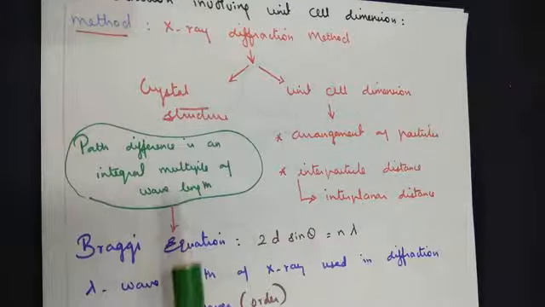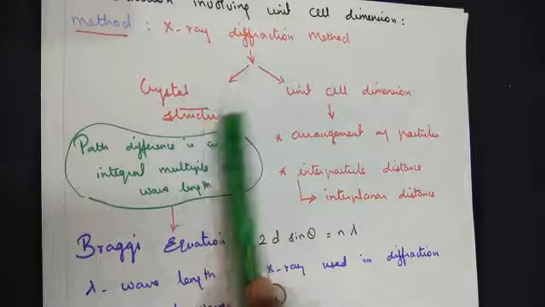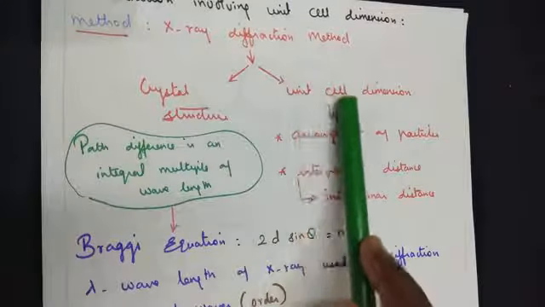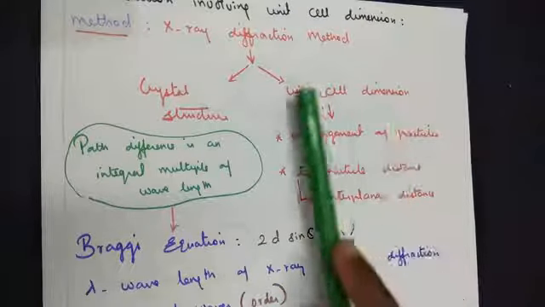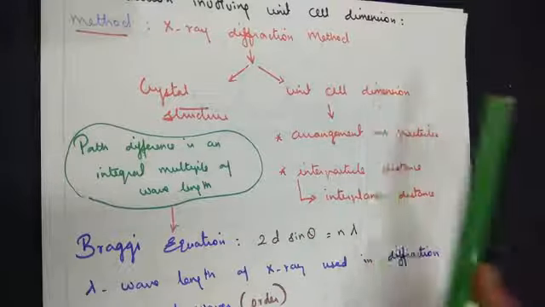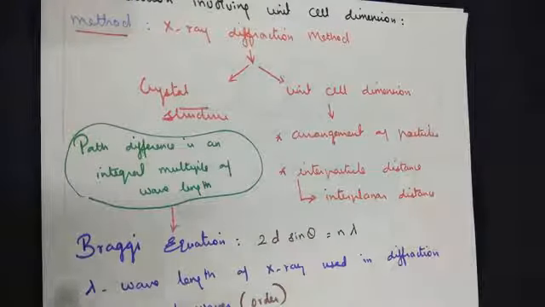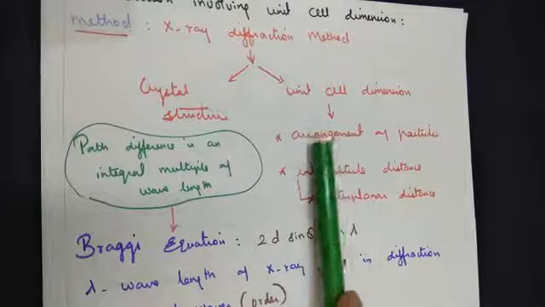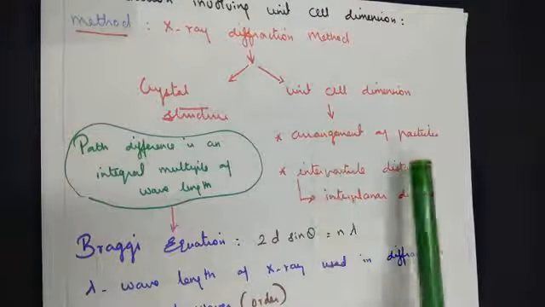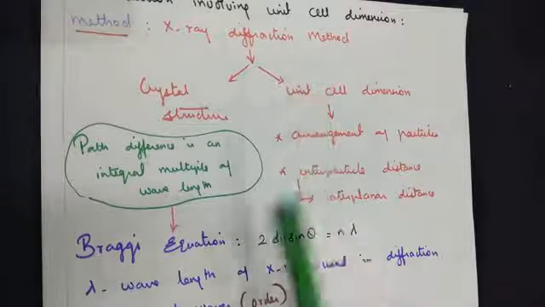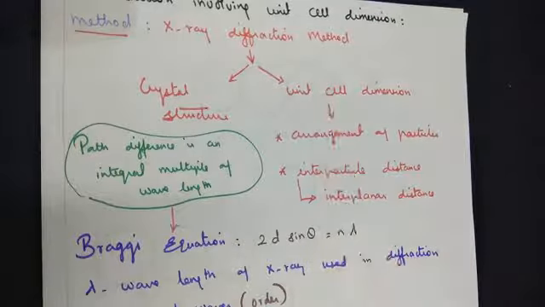You also know very well that a crystal structure or a crystal lattice is made up of many repeating unit cells. So when we say unit cell dimension, the knowledge of unit cell dimension tells us certain things. One, it tells us the arrangement of particles in the unit cell. It tells us the interparticle distance in the unit cell. It also tells us the interplanar distance in the unit cell.